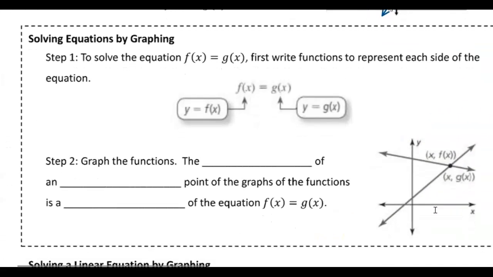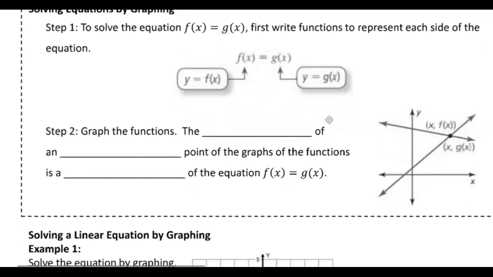Okay, so when you have an equation equal to another equation, those are two separate equations. You can write them as y equals the left side and y equals the right side. So what you're going to do is graph the functions. The x value of an intersection point of the graphs of the functions is the solution of the equation. So it's only the x values for the solution.